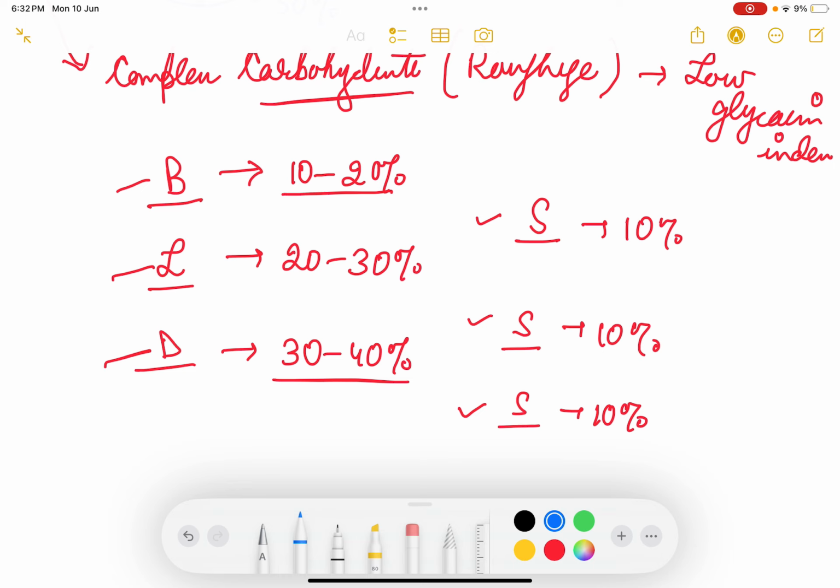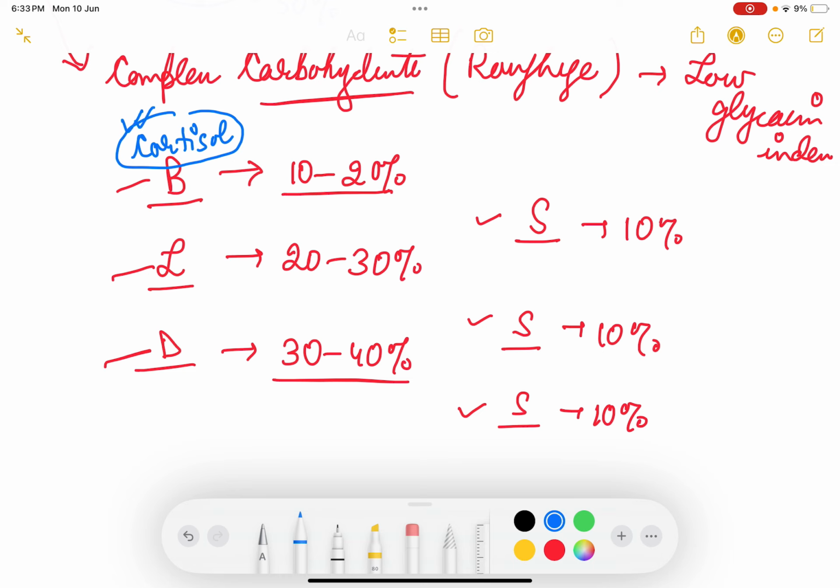The reason is in the morning the cortisol level is highest in the blood, and cortisol is diabetogenic because it is anti-insulinogenic. तो already cortisol, insulin resistance high होता है in the morning.